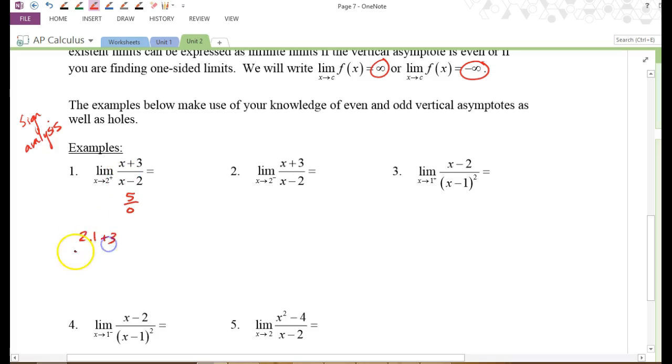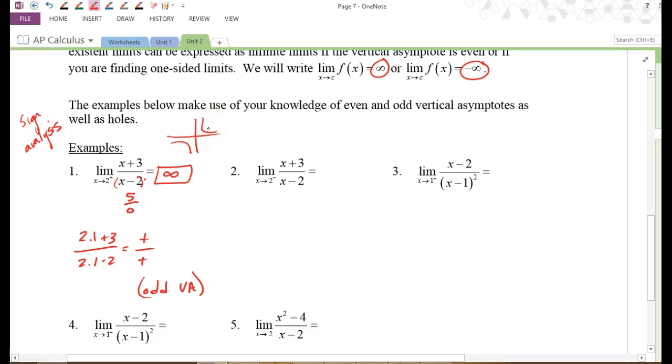If I choose a number that is slightly bigger than 2, let's just say 2.1, then 2.1 plus 3 would be a positive number, and 2.1 minus 2 would be a positive number. A positive over positive means I'm going to a positive number. So therefore, I would be going to positive infinity. As an FYI, since this quantity is to the first power, this would be an odd asymptote. If you graphed this, you would see the scenario where the function would split apart.